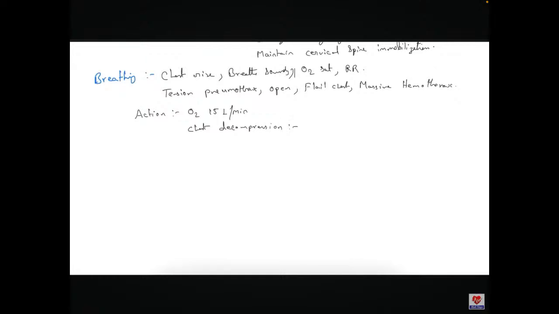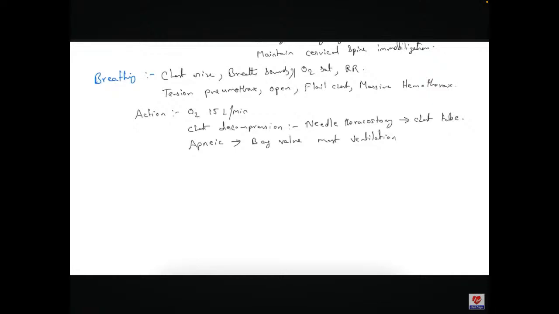For chest decompression, we have to do needle thoracostomy and chest tube. If the patient is apneic, we can provide bag-valve-mask ventilation.